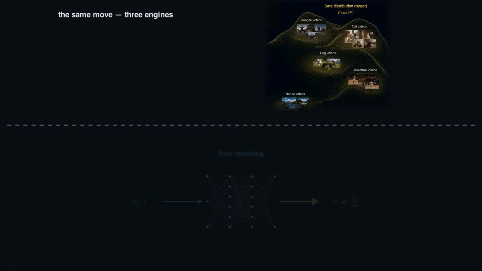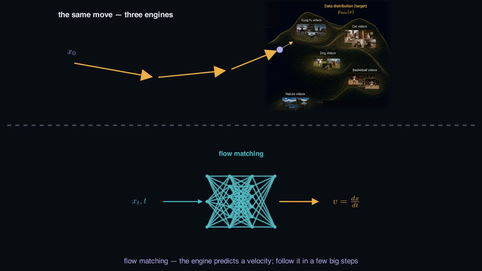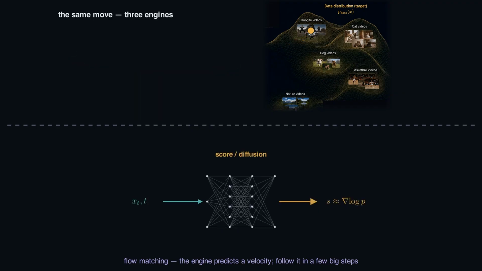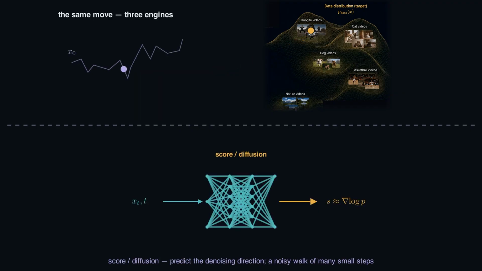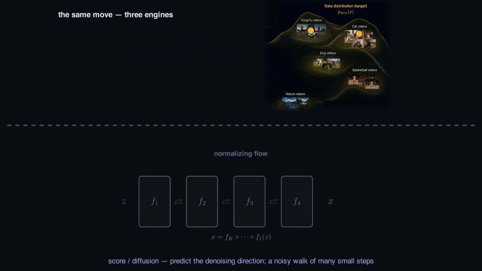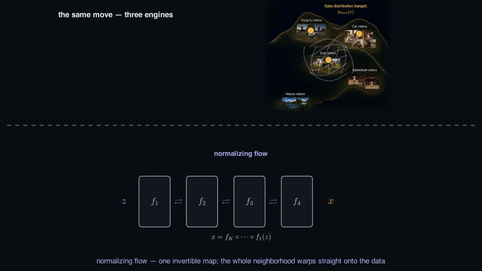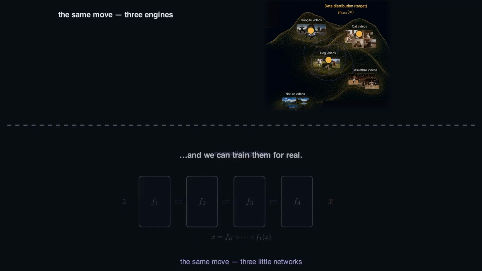But what actually computes these fields? Behind each one is just a small neural network. For flow matching, the network predicts a velocity, a few big steps. For score and diffusion, it predicts the denoising direction, a noisy walk of many small steps. And for the normalizing flow, the network is the stack of invertible maps, warping the whole neighborhood straight onto the data. 3 little networks, and here is the beautiful part, we can actually train them.